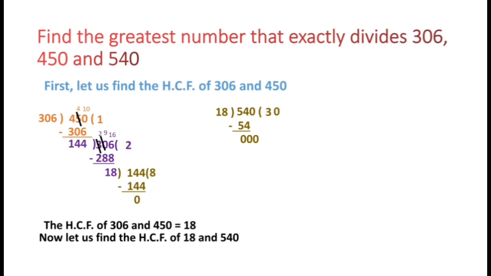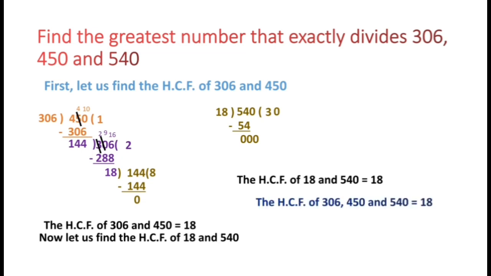HCF is the last divisor. What is the divisor? 18. The HCF of 18 and 540 is 18. So the HCF of 306, 450 and 540 is 18. Let us solve the next problem.